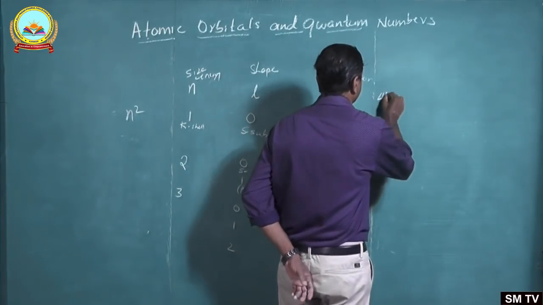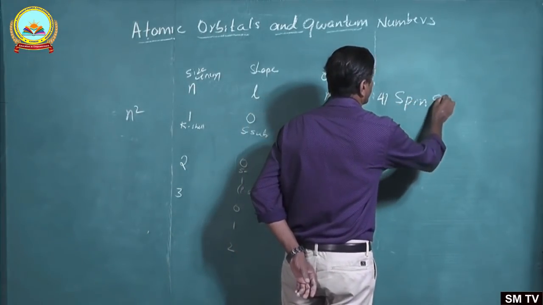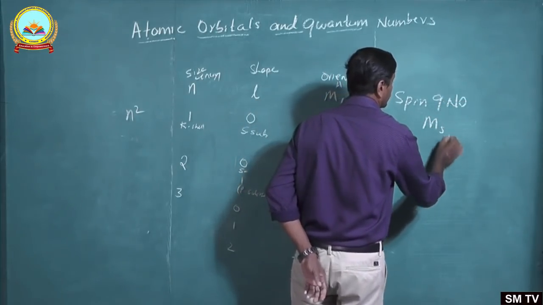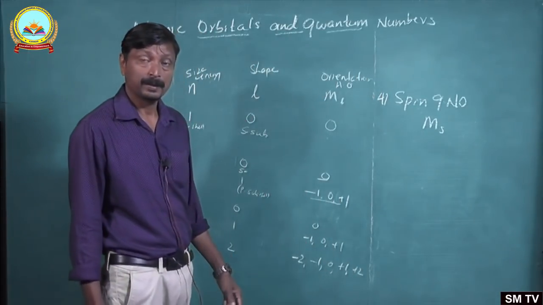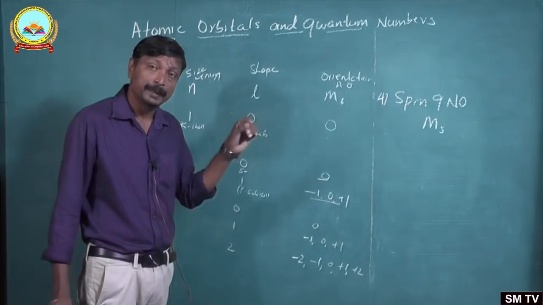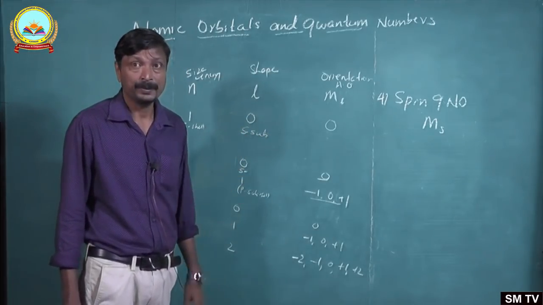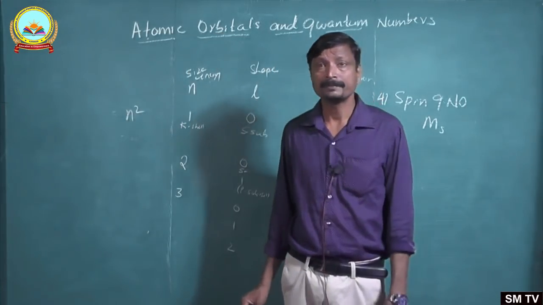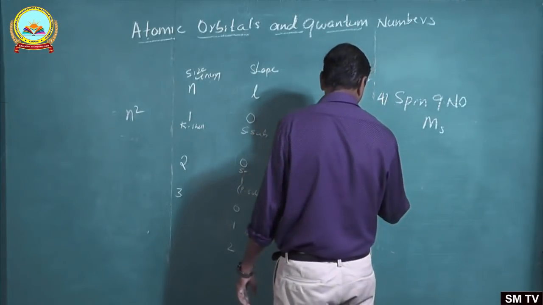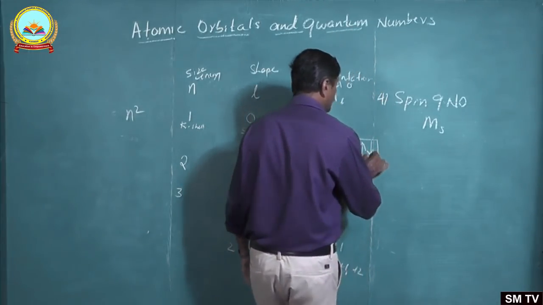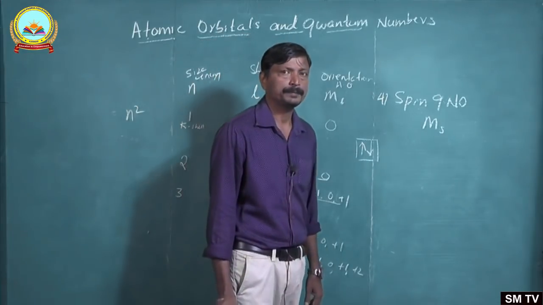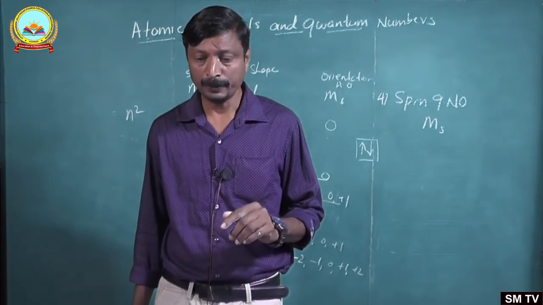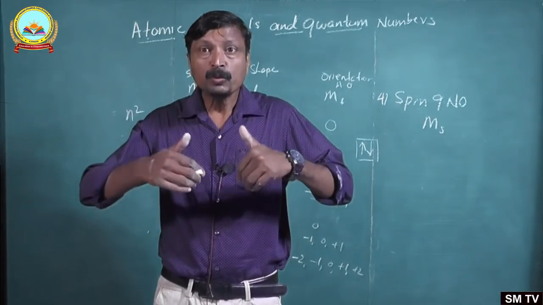The fourth quantum number is what? A spin quantum number. It is designated by m subscript s. The magnetic quantum number is m subscript l, and this is m subscript s. So here each orbital can accommodate 2 electrons, which means how are they different? Each orbital can accommodate a maximum of 2 electrons. How are they different? You know the revolving of the earth around the sun. During revolving, it rotates on its own axis also.